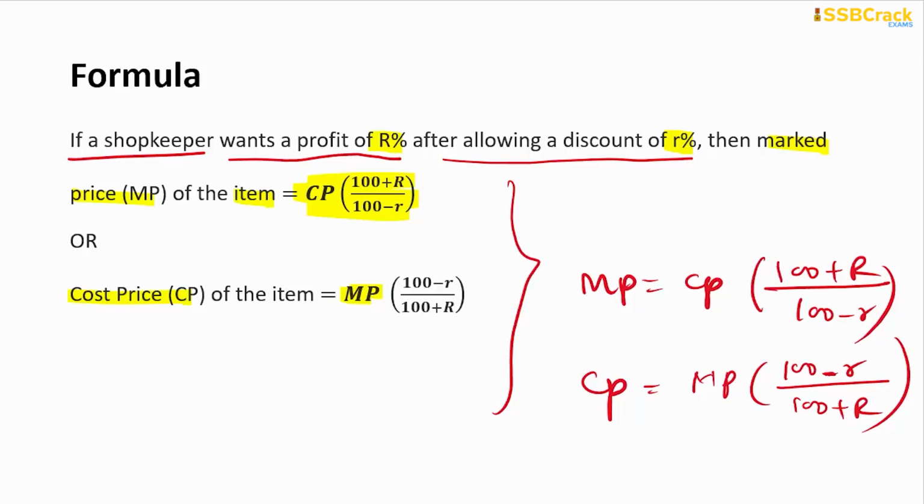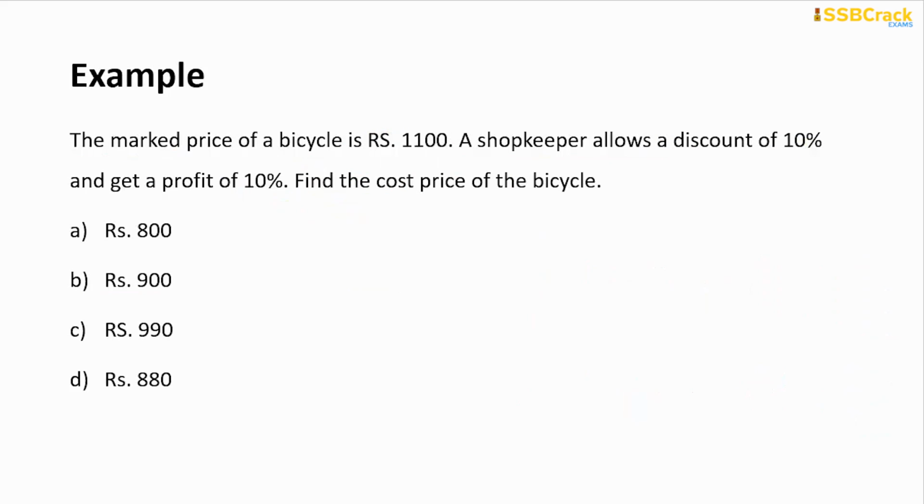Along with that, the profit will come in the 100 plus R term. So you can easily, trick wise, remember this formula. Very easy. And this formula allows you to calculate either the cost price of the item or the mark price of the item, provided the shopkeeper has so and so profit percent and he is allowing a certain small r percent discount. Okay, let's check an example.